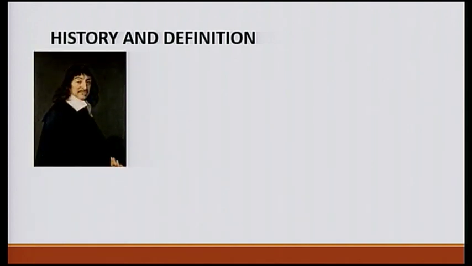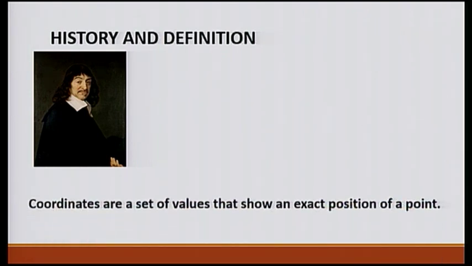The Cartesian plane is named after the mathematician René Descartes. It was him who came up with the xy plane and hence the Cartesian coordinates. The definition of coordinates is: coordinates are a set of values that show an exact position of a point.